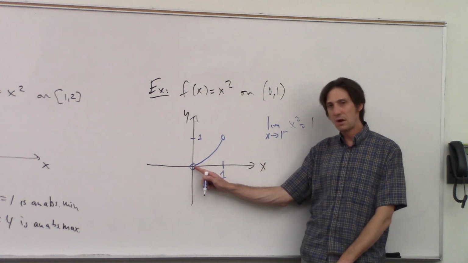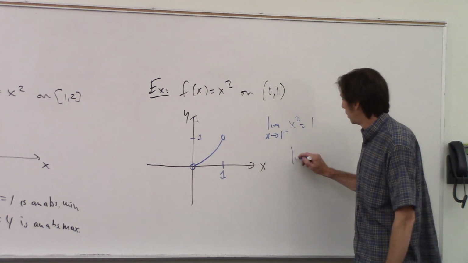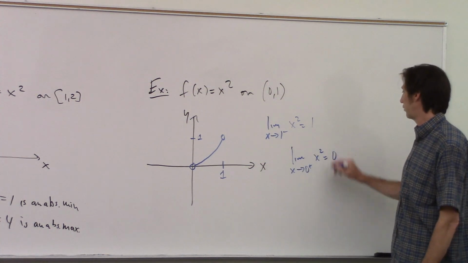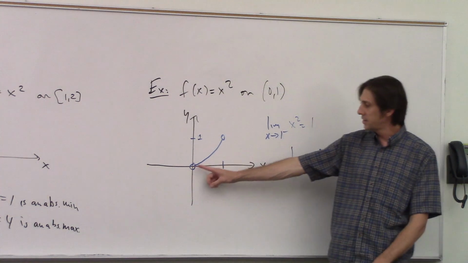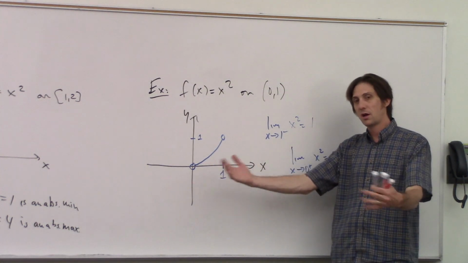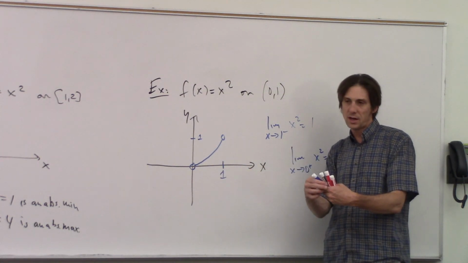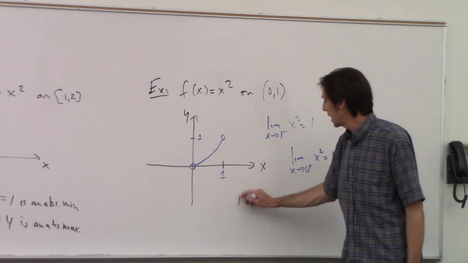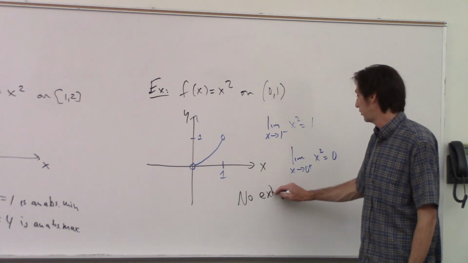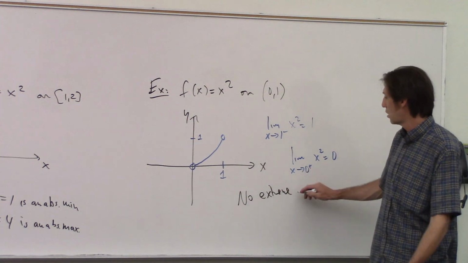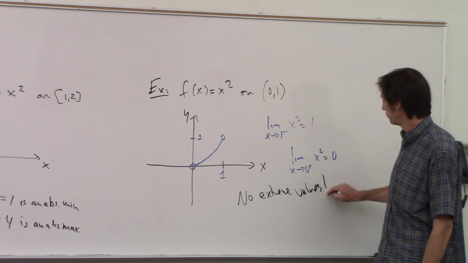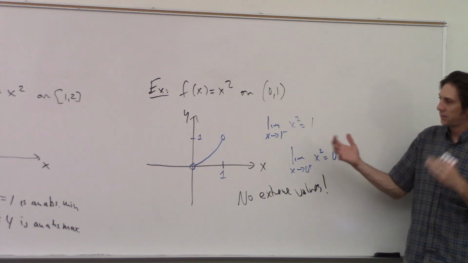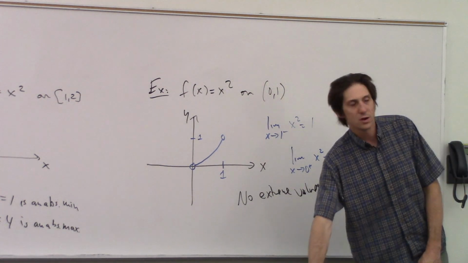And the same can be said about going towards 0. The limit as x goes to 0 from above of x squared is equal to 0, but I never hit 0. So I don't have an absolute minimum or a local minimum. And so in this example, there are no extreme values. Okay, like I said, there are many different things that can occur depending on what the function is.